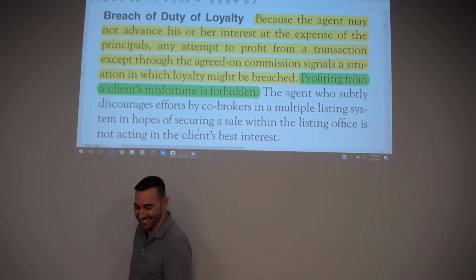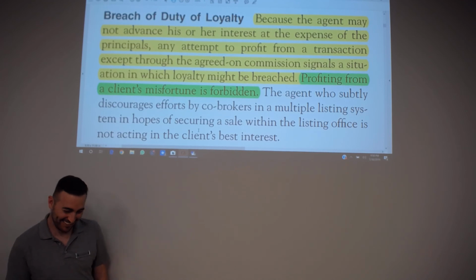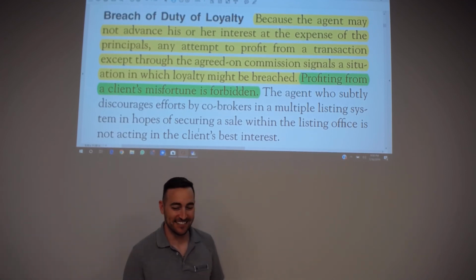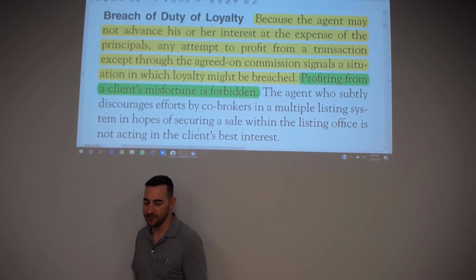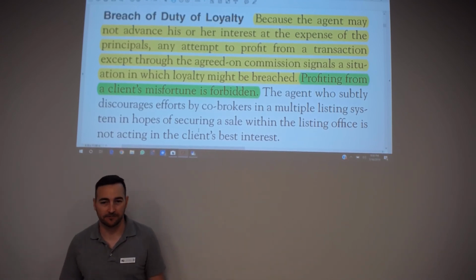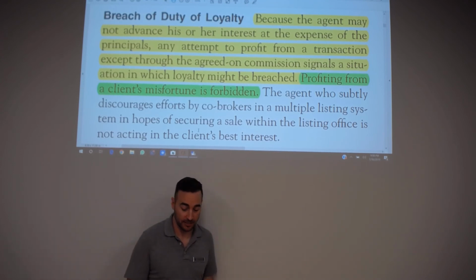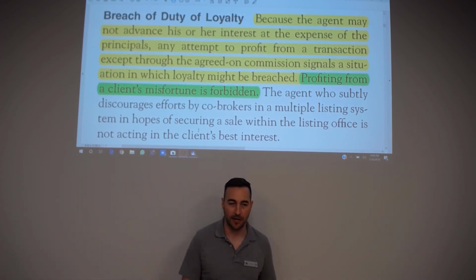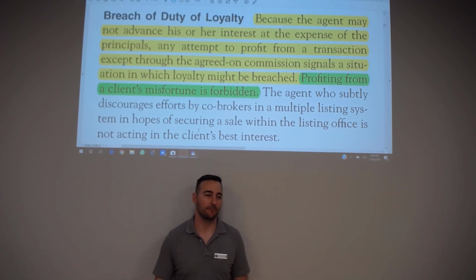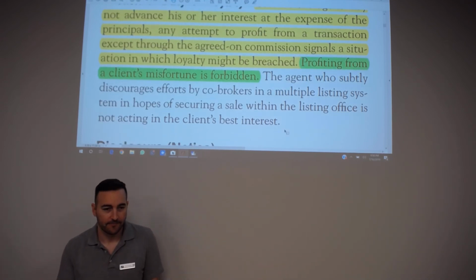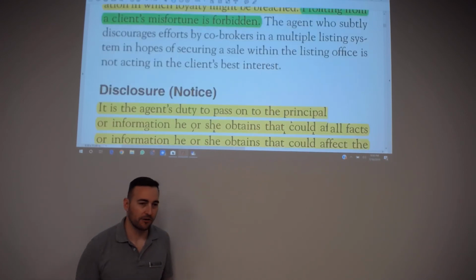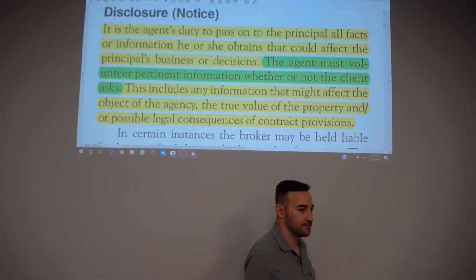Breach of duty of loyalty. It says, because the agent may not advance his or her interest at the expense of the principals, any attempt to profit from a transaction, except through an agreed-on commission, signals a situation in which loyalty might be breached. So also money under the table. Profiting from a client's misfortune is forbidden. Very important that you guys know that. And tomorrow we'll go into disclosure. Okay?